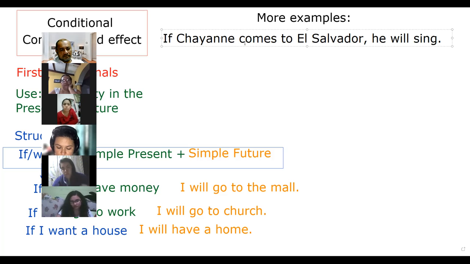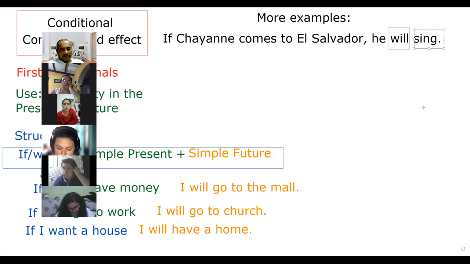Why am I saying he will sing and not he will sings? ¿Por qué no digo he will sing si es he? Because I have an auxiliary, guys, okay? Porque tengo un auxiliar, will. Will, guys, es un modal verb, okay? Que modifica la palabra, el verbo que le sigue, okay?